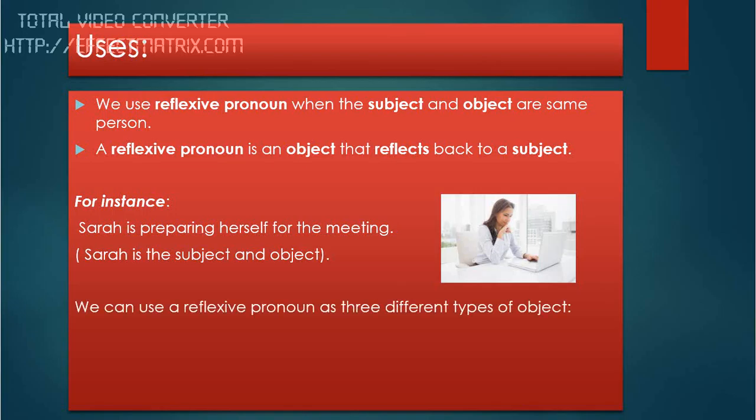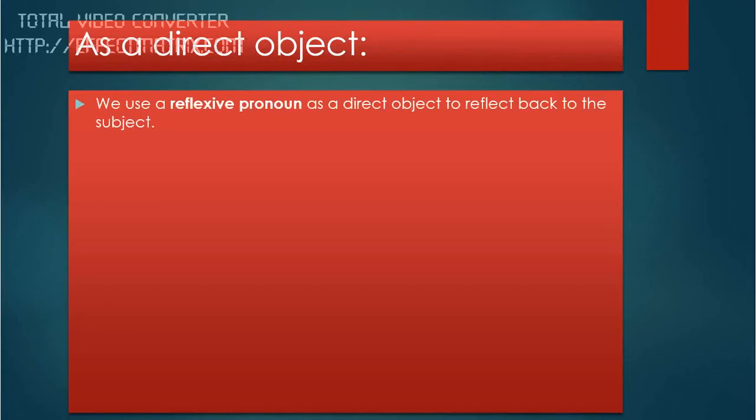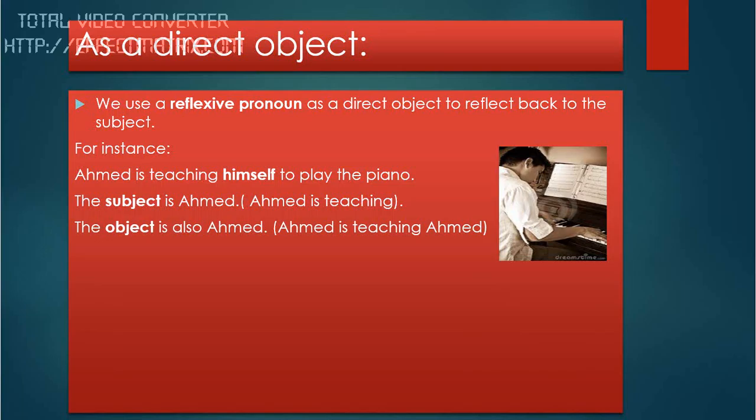We can use a reflexive pronoun as 3 different types of object. So, a reflexive pronoun can represent a direct object, an indirect object, or the object of a preposition. As a direct object, we use a reflexive pronoun to reflect back to a subject. For example, Ahmed is teaching himself to play the piano. Here the subject is Ahmed because Ahmed is teaching, and the object is also Ahmed because Ahmed is teaching Ahmed.